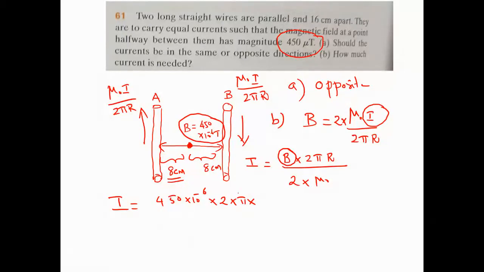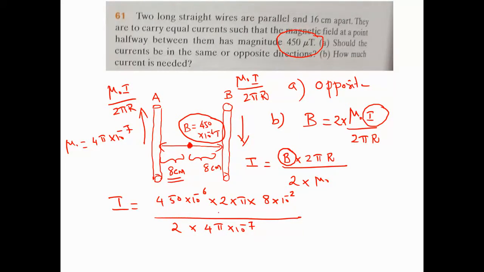8 centimeter. That means 8, and it's in centimeters, so we have to convert it to meter. That means 8 multiplied by 10 to the power of minus 2, divided by 2 multiplied by the constant value mu naught. Mu naught is the constant value which will be given in the question, which is 4 pi multiplied by 10 to the power of minus 7. So in place of mu naught, I am going to substitute the value 4 pi multiplied by 10 to the power of minus 7.